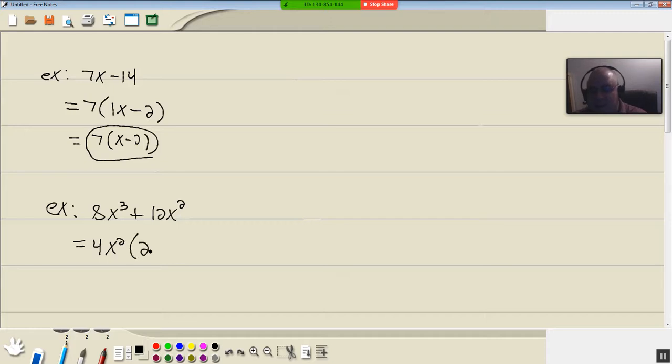Now 8 divided by 4 is 2. Now I always tell people to visualize this. We start out, we've got 3 x's sitting up on the table. Somebody comes and takes 2 of your x's away. How many x's do you have left? Well, we have 1 x. Plus 12 divided by 4 is 3. We had 2 x's and we took both of those away, so there are no x's left. So this would be our answer.